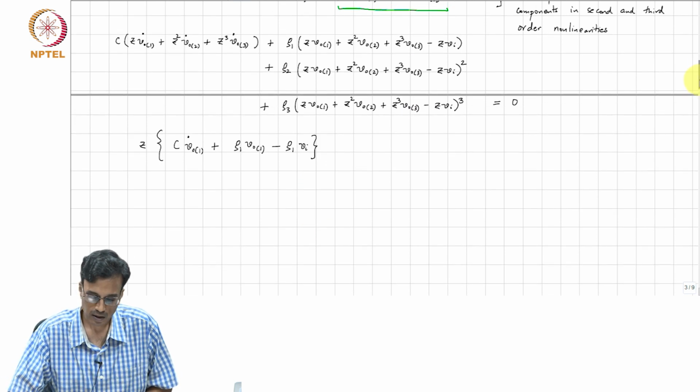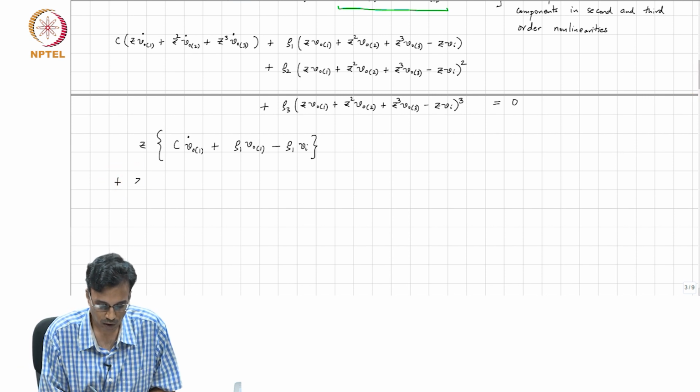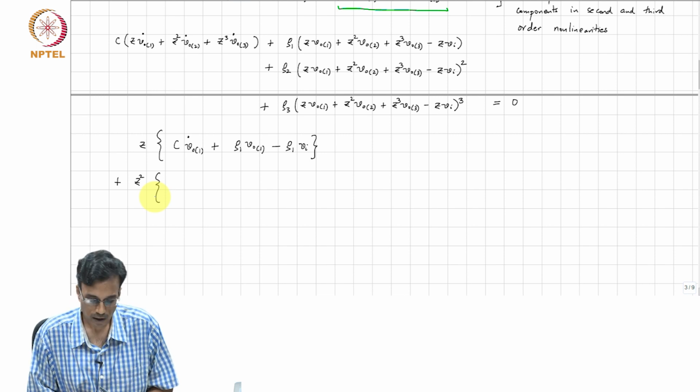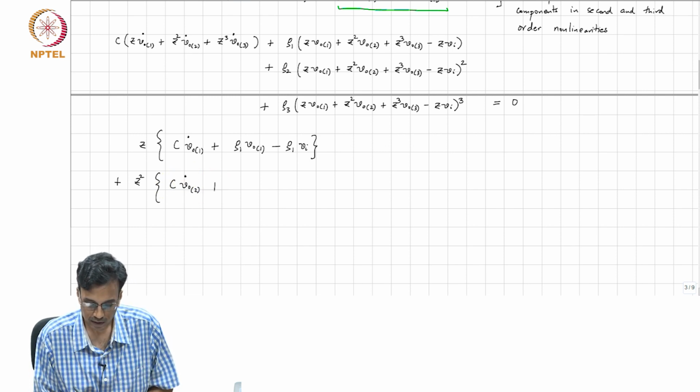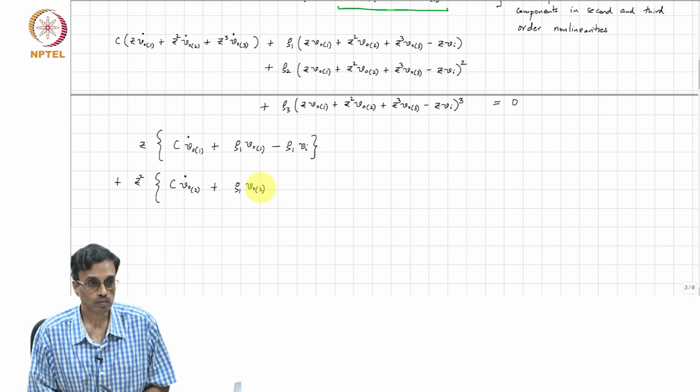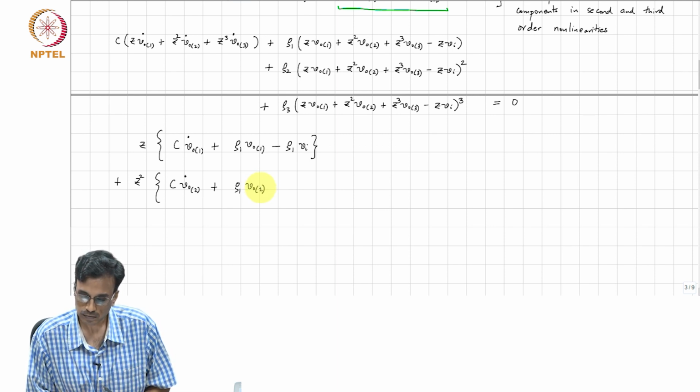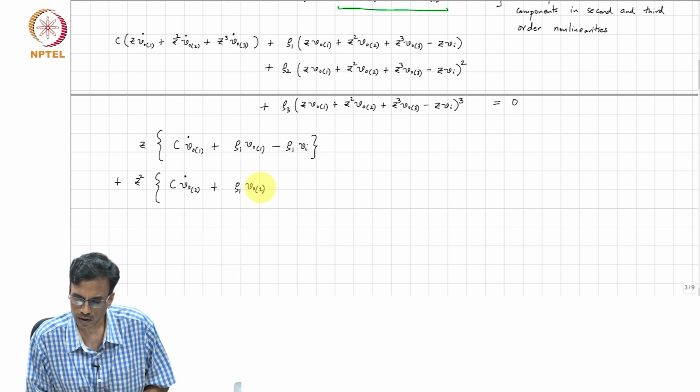Then let us collect all the Z square terms, correct. How does that look? That is C times V02 dot, plus G1 times V02. Is there anything else we need to worry about? We do not, because everything else is either first order or third order, correct.